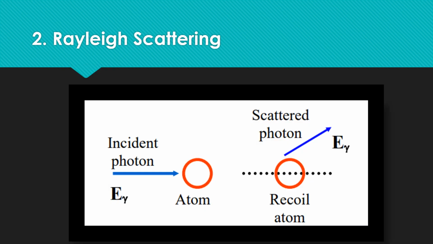So number 2, the Rayleigh scattering. It happens when the incident photon is scattered by the atom and changes its direction. So the target recoils to conserve its momentum before and after scattering. As we can see here, we have the incident photon and the atom, and here we have the recoil atom and the scattered photon. So this process is happening to conserve the momentums before and after the scattering.